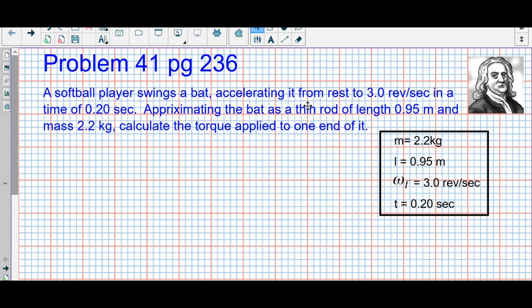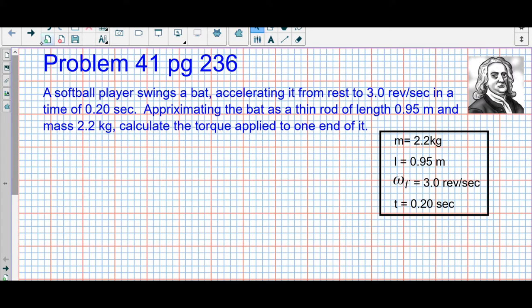Okay, so I'm recognizing by reading this problem that this is a Newton's second law for rotation problem. The reason I know that is because the information I'm given in this problem indicates how the bat changes its rotational motion. And it also indicates some properties of the bat that would help me to find its moment of inertia. It's a thin rod, we're given its length and its mass.